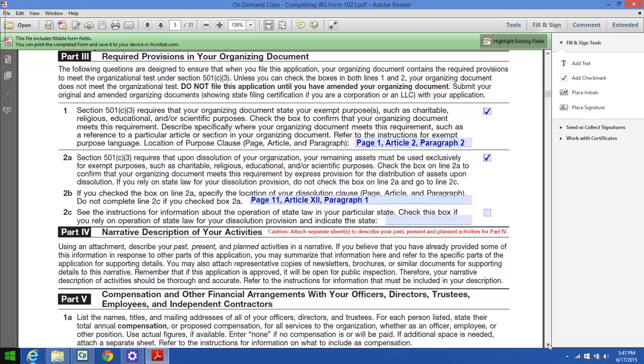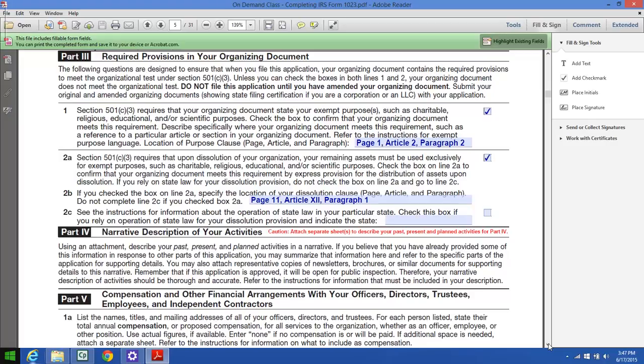Submit your original and amended organizing documents showing state filing certification if you are a corporation or an LLC with your application. So let's read these questions because we have to be able to check the boxes in both lines 1 and 2. Number 1, Section 501(c)(3) requires that your organizing documents state your exempt purposes, such as charitable, religious, educational, and/or scientific. So, your organization must be either a charitable organization, a religious organization, an educational organization, or a scientific organization. Check the box to confirm that your organizing document meets this requirement. And then, after you check the box, describe specifically where your organizing document meets this requirement, such as a reference to a particular article or section in your organizing document.